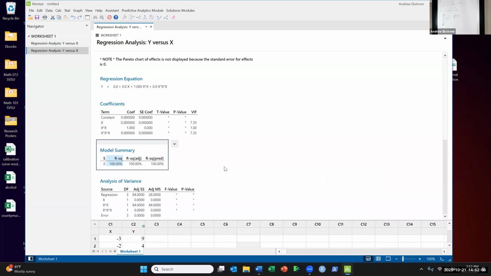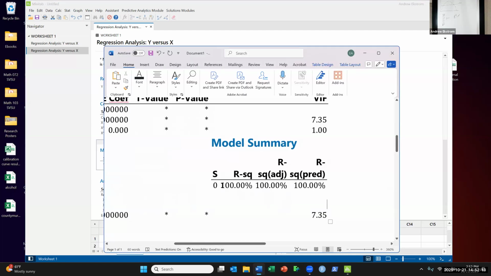When we look at the r squared value, we can see that the r squared value went from being essentially 0 to 100%, or 1, however we want to look at it, which is cool. The higher this r squared value is, or more accurately, the higher this r squared adjusted value is, the better our model is at handling variability.